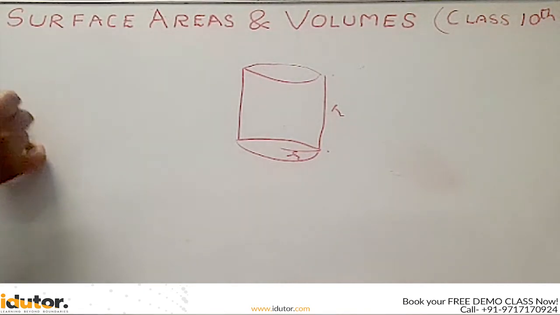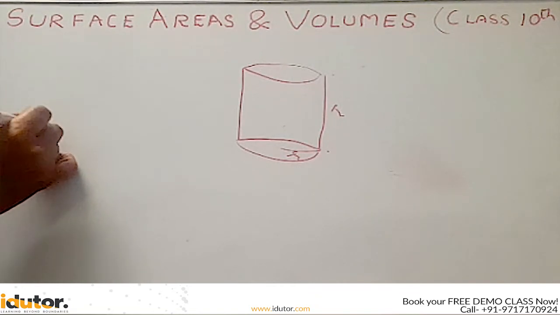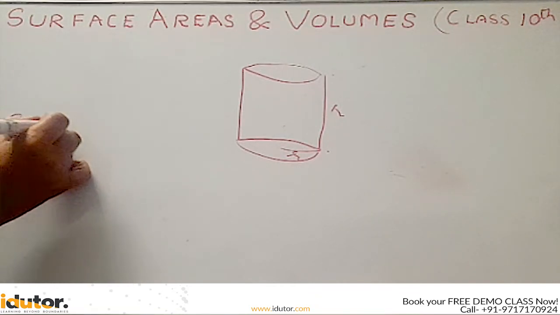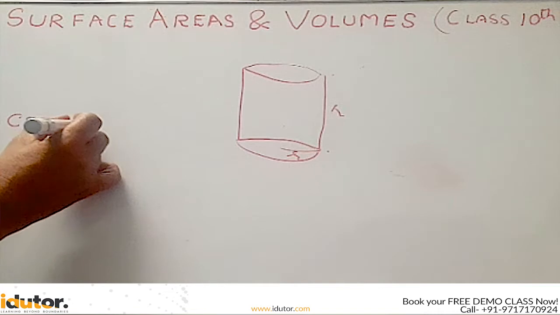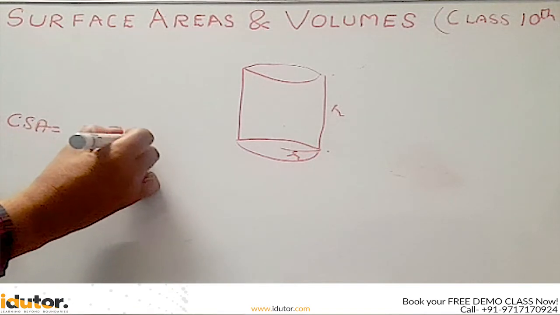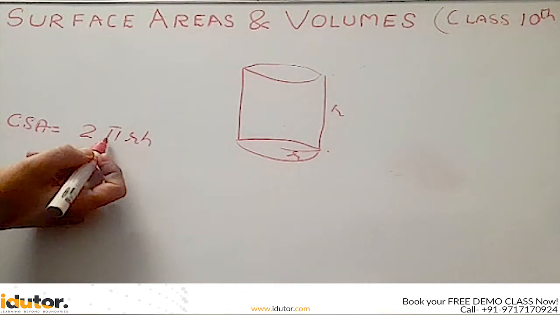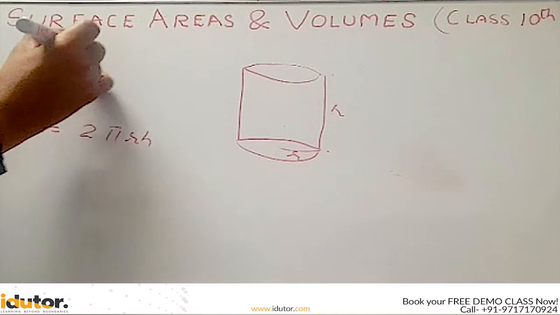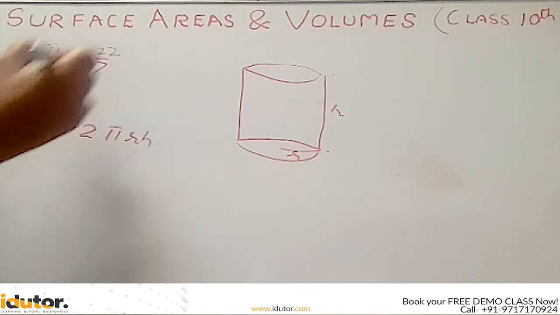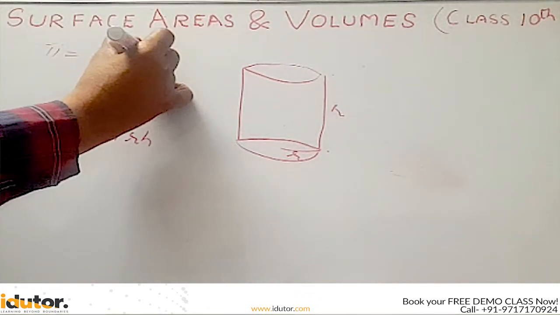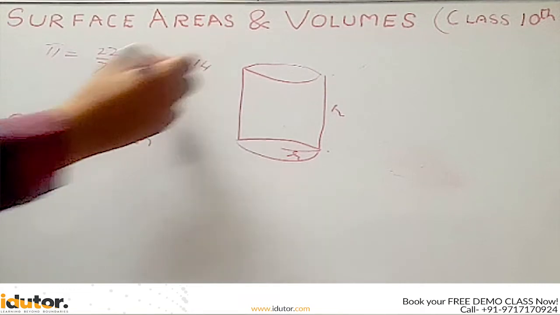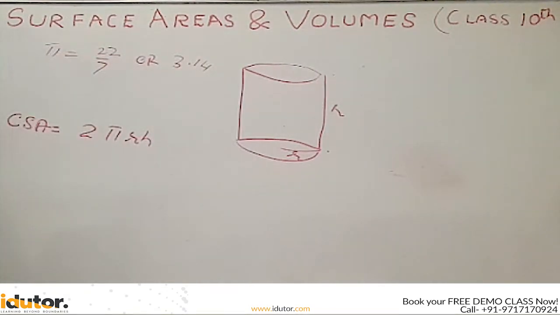Now we'll be discussing the curved surface area of the cylinder, which is 2 pi RH. This is the curved surface area of the cylinder. Okay. Now here it means that pi is what? Pi can be 22 by 7, or it can be 3.14. It can be any of these.